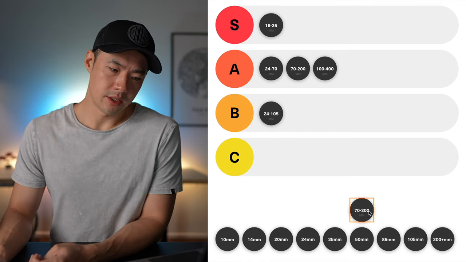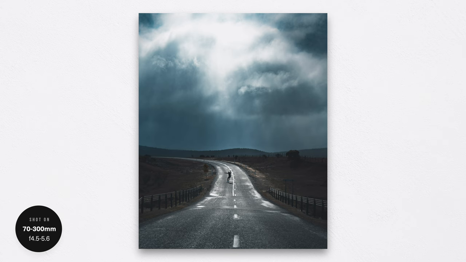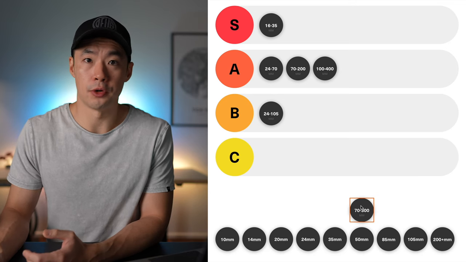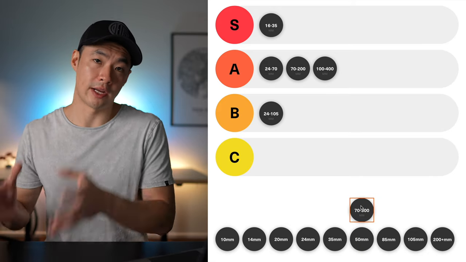The next one is the 7300, and this is the first telephoto lens that I own. This is the kind of pathway that I actually recommend most people go if they are looking to get into the more telephoto ranges.